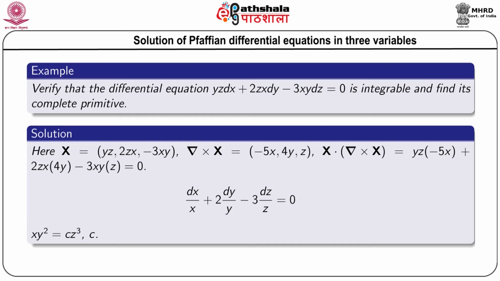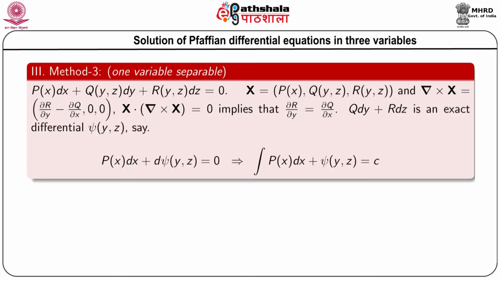So, dividing the given equation by xyz, it becomes dx by x plus 2 dy by y minus 3 dz by z equals 0. So, after integrating, we get the integral x y square equals c z cube, where c is the integrating constant.